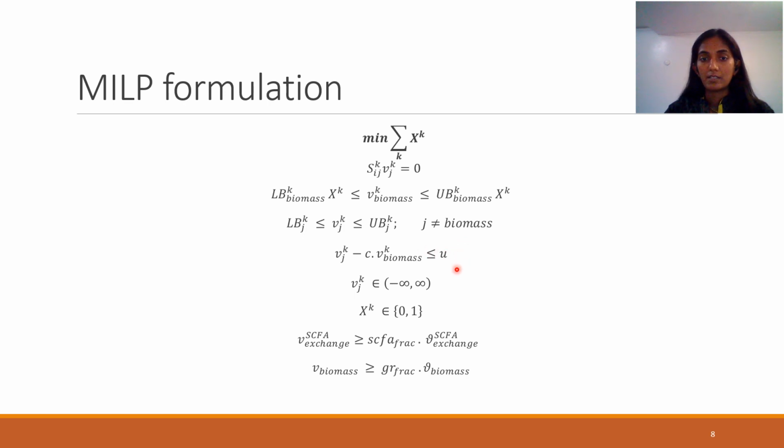Then coupling constraint, the flux values are the continuous variables and the community membership vector components are 0 and 1, which are binary integers. These are the constraints imposed by the large community from the previous steps. The exchange flux of the SCFA in the minimal microbiome has to be greater than or equal to a fraction of the exchange flux of the SCFA of the large community. The biomass flux in the minimal microbiome has to be greater than or equal to a fraction of biomass flux in the large community.